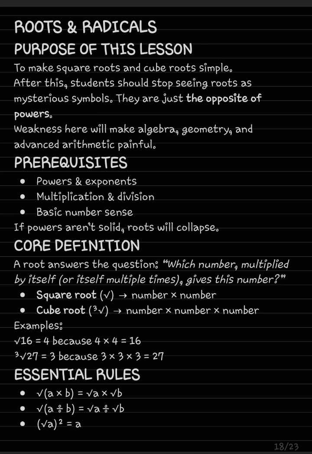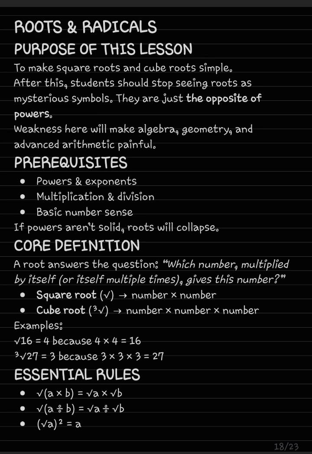Cube root, represented by the radical symbol with a small 3, asks for a number that, when multiplied by itself twice, for a total of 3 factors, gives the target value. For example, the cube root of 27 is 3, because 3 multiplied by 3 multiplied by 3 equals 27.